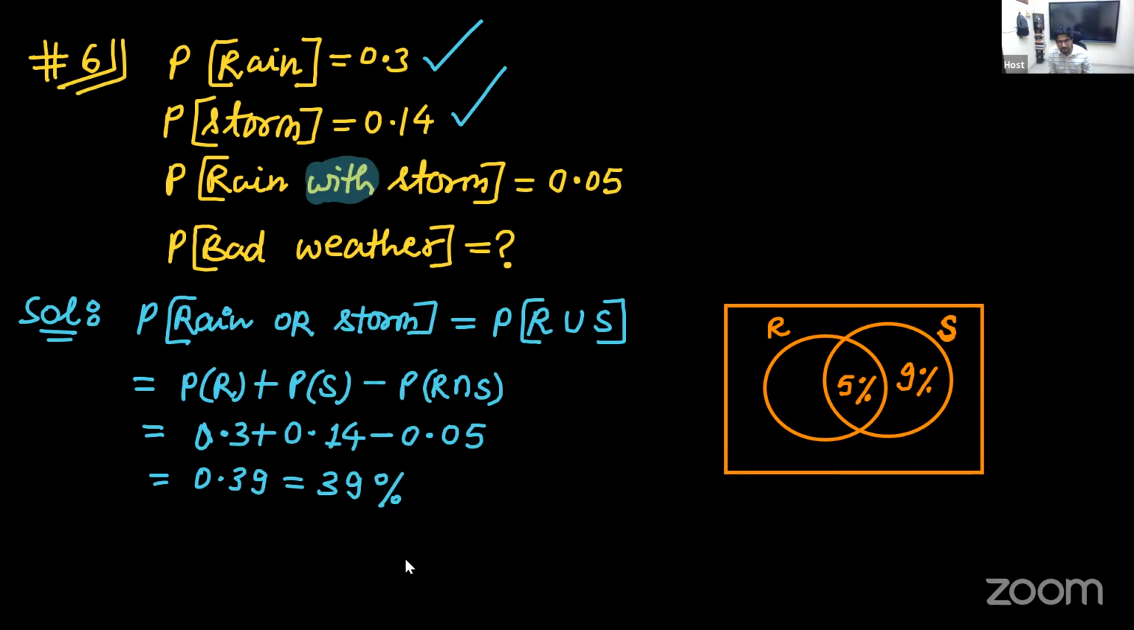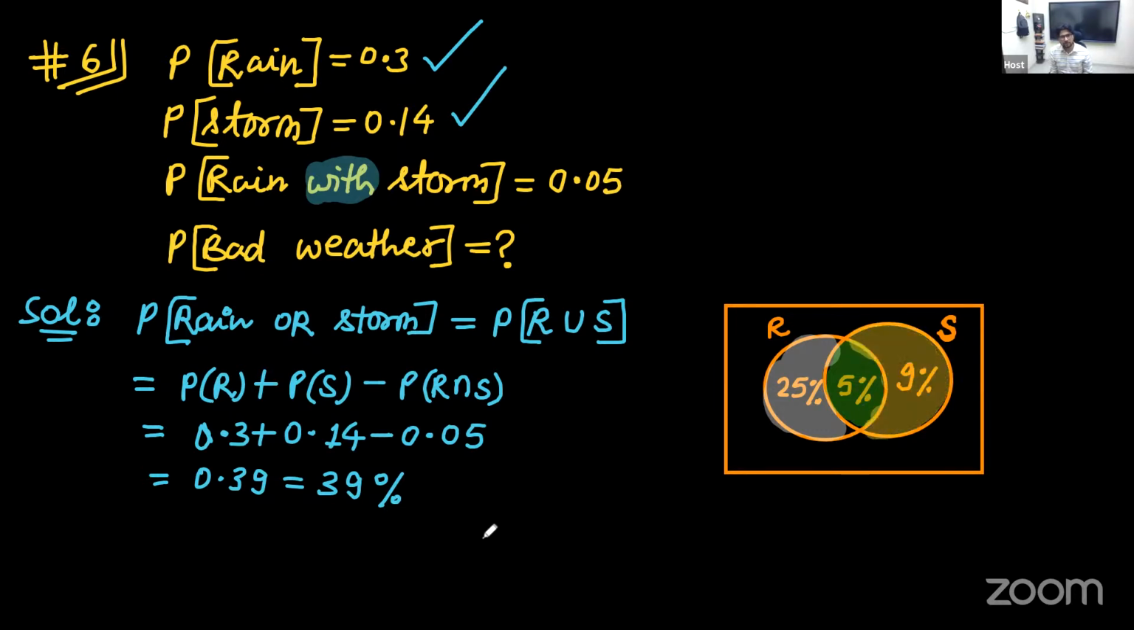And now if you don't believe me, define this part as event A, this part as event B, and this part as event C, and all three are now mutually exclusive.